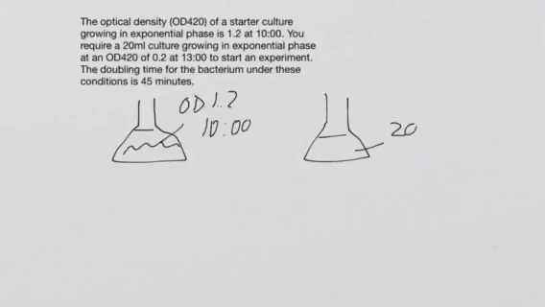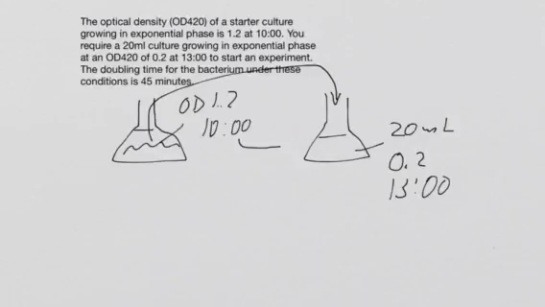is a total of 20 milliliter, and you want this culture to have an OD of 0.2 at 1300 hours. So the question is basically, how much of this culture do you actually need to put in so that at 10 o'clock it starts growing, and at 1 o'clock it has an OD of 0.2.